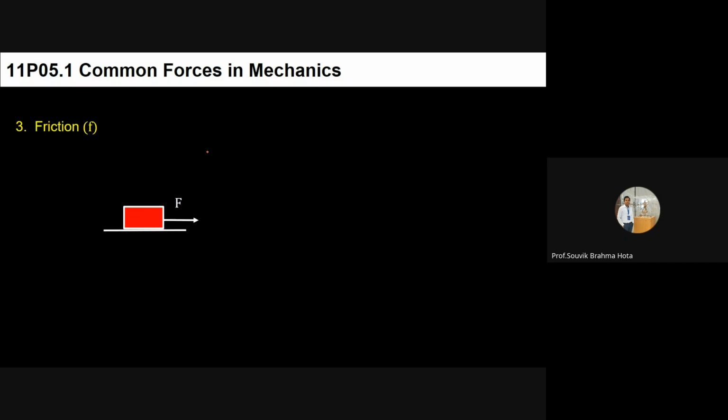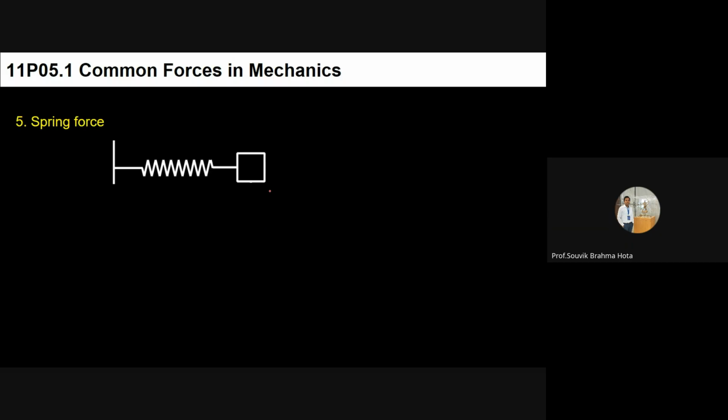Now friction. If some object is being pulled with the help of this force capital F, then the green colored small f denotes the friction in the opposite direction. Okay, so that is how friction is denoted. Tension: something is hanging from the ceiling, so this string has tension in the opposite direction, in the upward direction, against the weight.